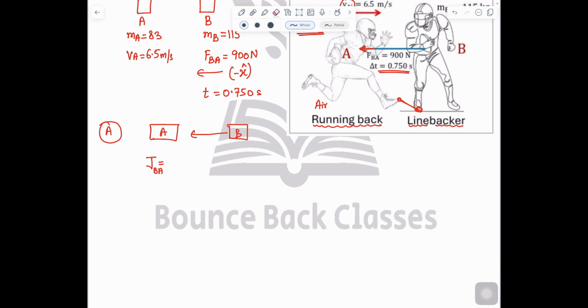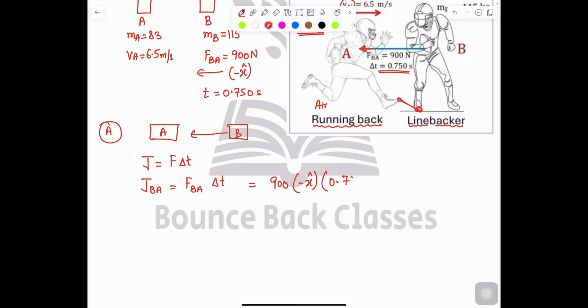Can I say, before that, to make it simple for you, we know what impulse is. J is equal to F delta T, yes or no? We are solving B to A, J_BA, so force from B to A times delta T. What is the force we have? 900 with a negative x cap, yes or no? Time is 0.750. Solve it. So what is your value? 675 with a negative x cap Newton second. Clear? This is your part A.